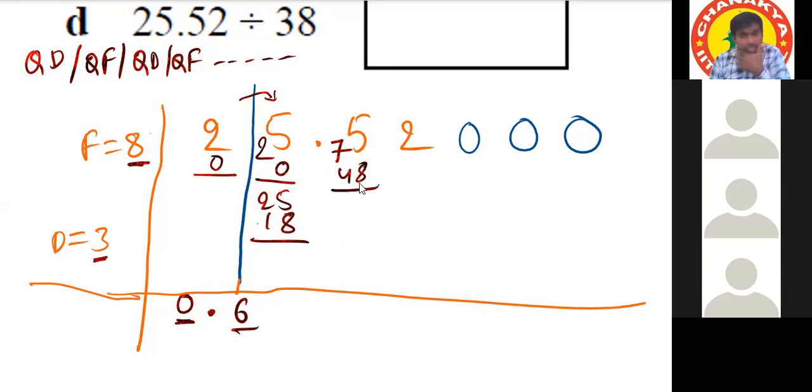The remainder here is, 75 minus 48, how much? 27. Yes, 27 it is. In that 27, after flag multiplication is over, again come to the divisor. Tell me, in 27, how many times will 3 go? So 9 times.